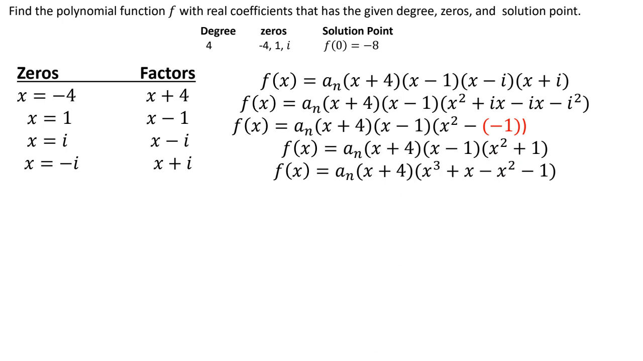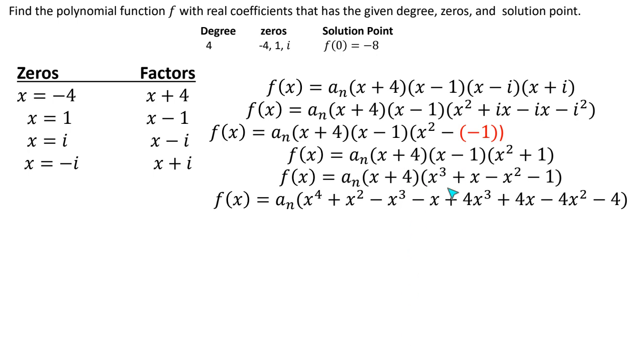So then I multiply the next two factors. x times x squared is x cubed, x times 1 is x, -1 times x squared is negative x squared, -1 times 1 is -1. Gather my like terms if I have any. So then we multiply times the next one. So x times x cubed is x to the 4th, x times x is x squared, x times negative x cubed is negative x cubed, x times -1 is negative x, 4 times x cubed is 4x cubed, 4 times x is 4x, 4 times negative x squared is negative 4x squared, and 4 times -1 is -4.